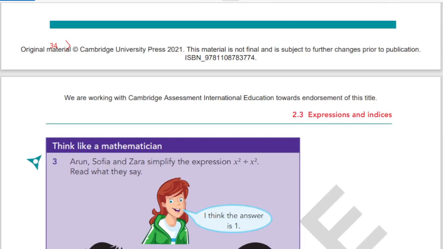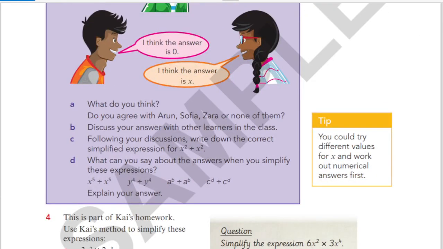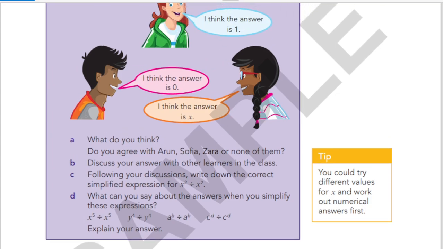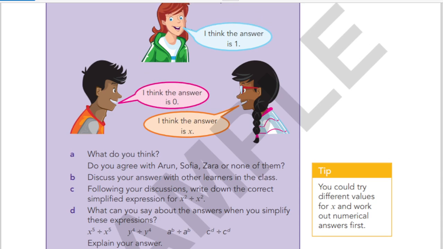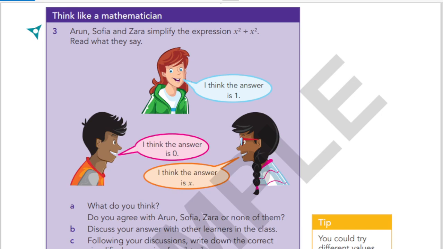Now we'll move to question number 3. Question number 3 is basically an activity based question, and you can solve this question on your own. But I'll help you out in this. They are saying that if there is an expression x2 divided by x2, what will be the answer? x2 divided by x2. When you cancel these, the answer should be equal to 1.